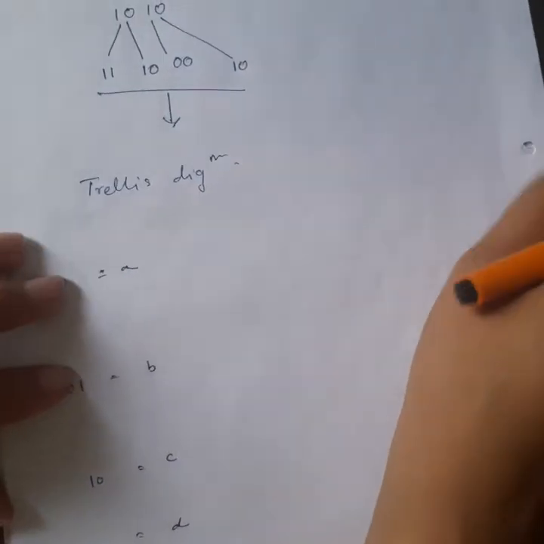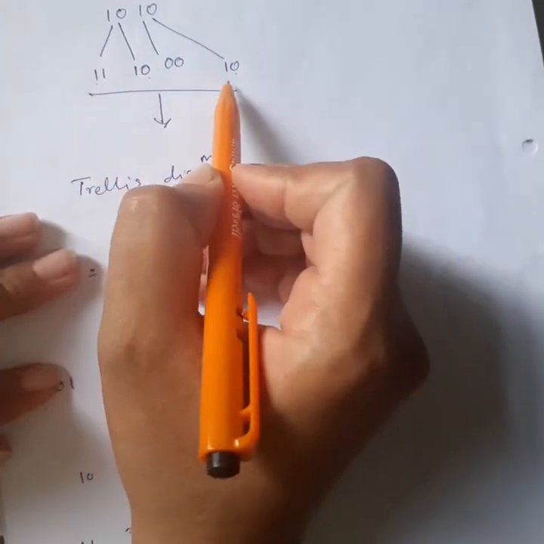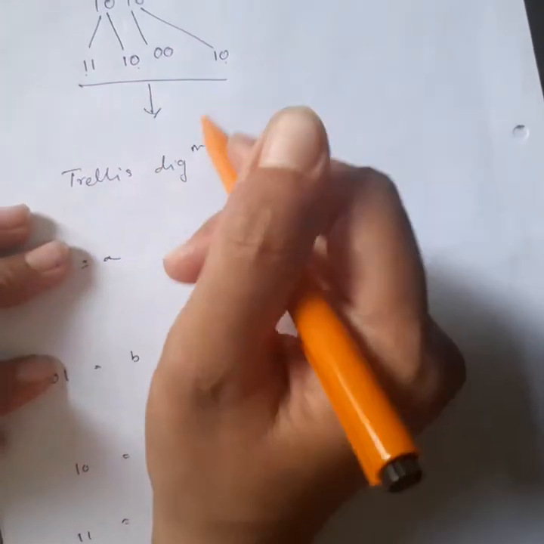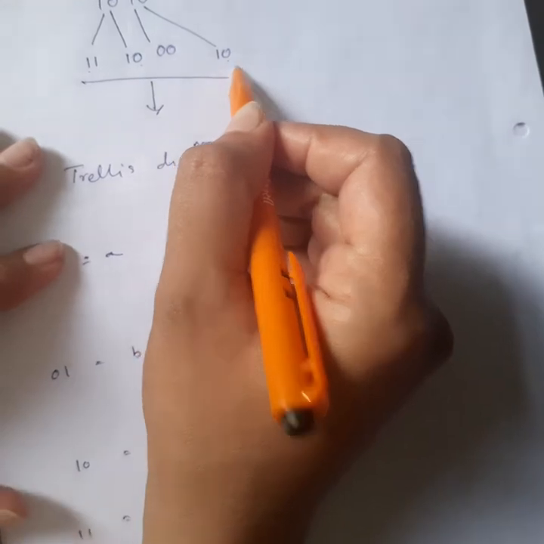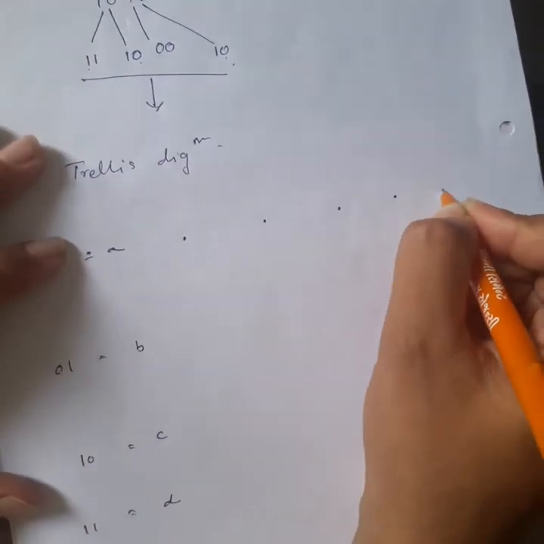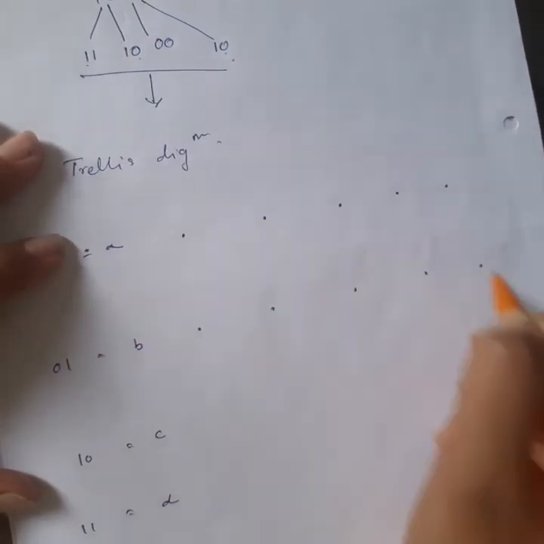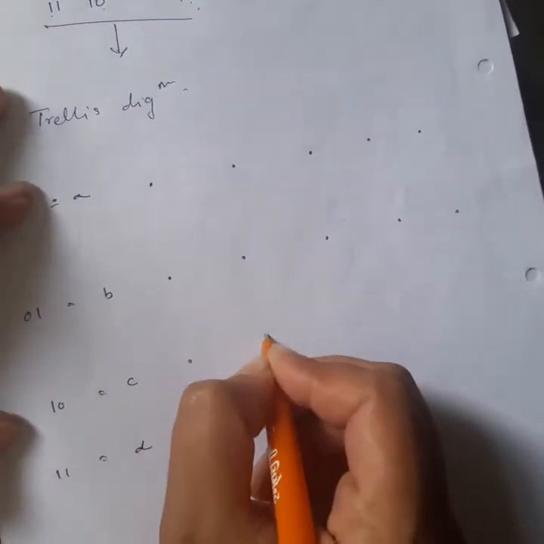How many values has my sender sent? My sender has sent 4 outputs, right? So there are 8 bit values, and each output is made up of 2 bits. So 4 outputs are there, so I need to create here 5 nodes. 4 plus 1 is 5: 1 2 3 4 5. These dots represent the nodes. Likewise for all possible states.